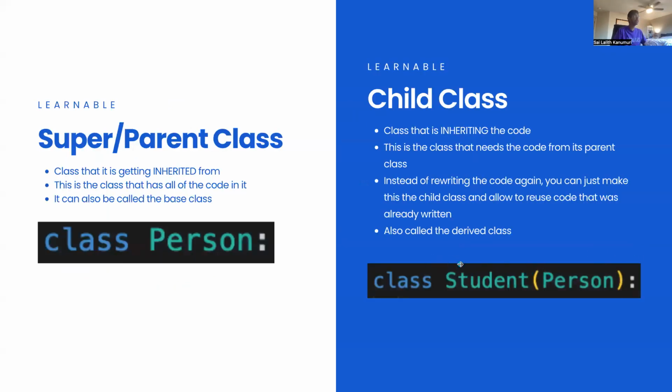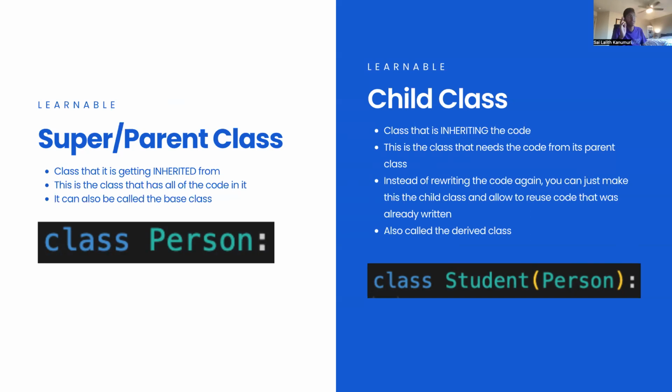Okay, so there are two types of classes for the topic of inheritance. There's a super or parent class, which for simplicity's sake I'll be calling the parent class. And there's also a child class. The parent class is the class that's being inherited from. This is the class that has all the code in it, and you want to reuse that code. It can also be called the base class, but we won't call it that. So it can be called a super class, parent class, or base class.